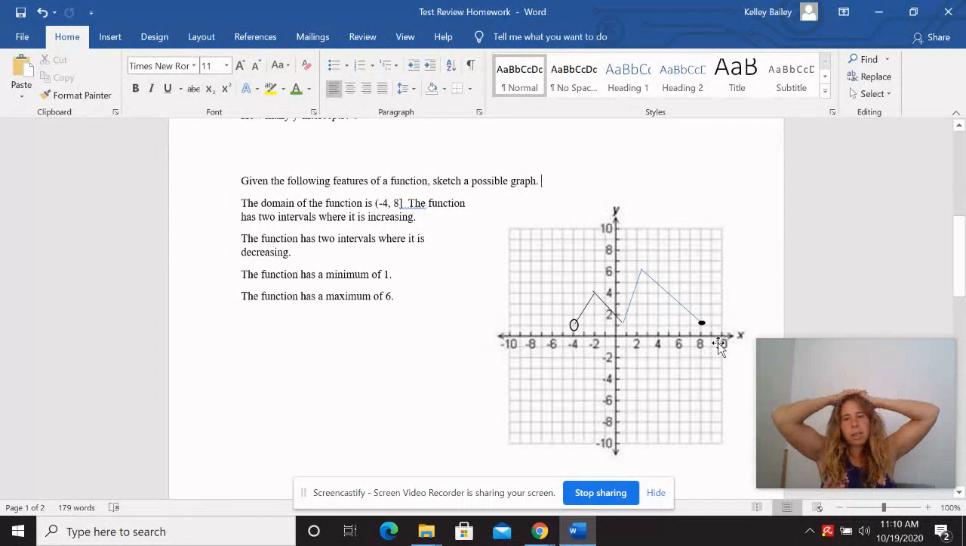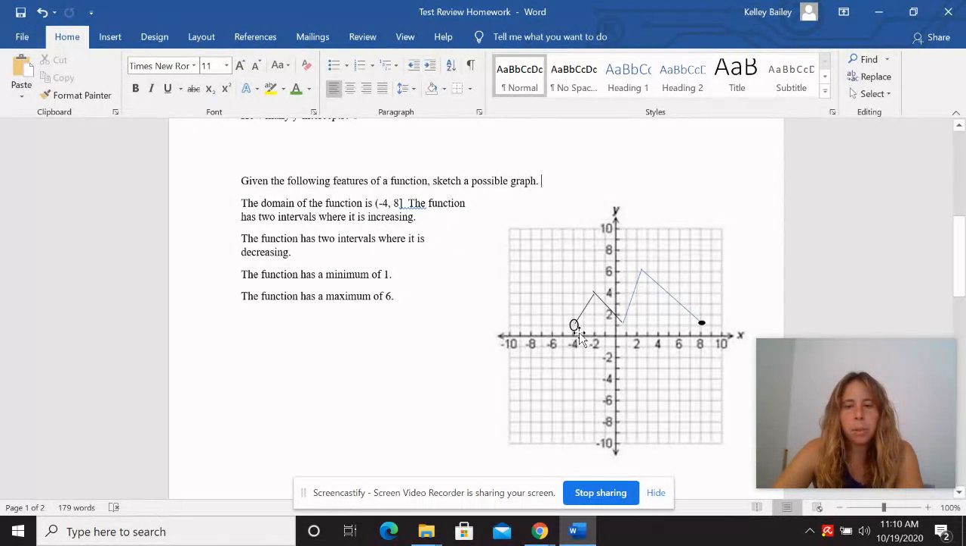Remember, it does not have to look exactly like mine. It has to be a continuous line. There are no breaks or jumps in your graph. There are ways you can make it discontinuous, but why? I wouldn't bother with that. Make it continuous. Stay within your domain and make sure it's marked.